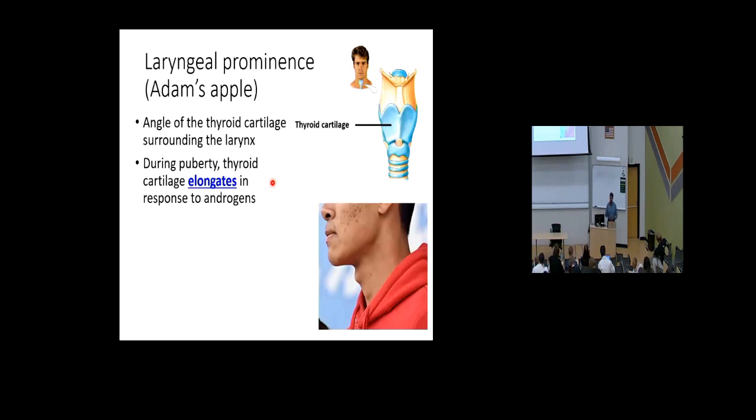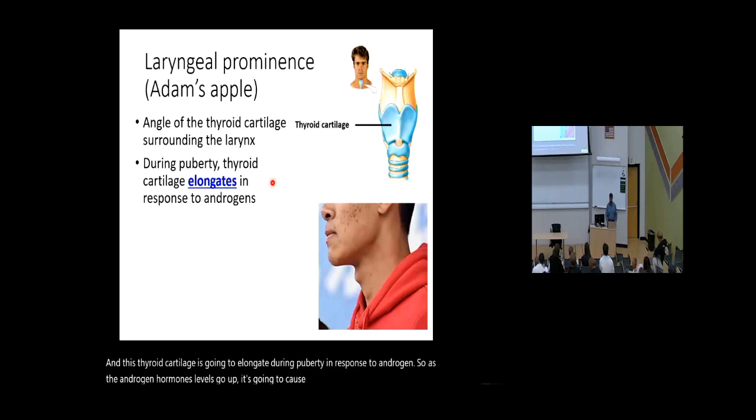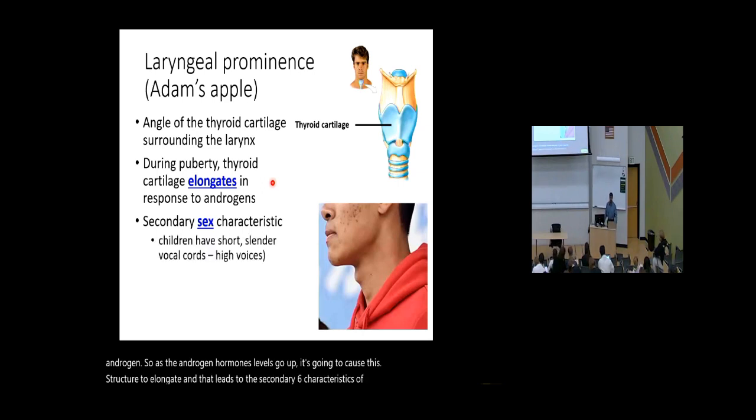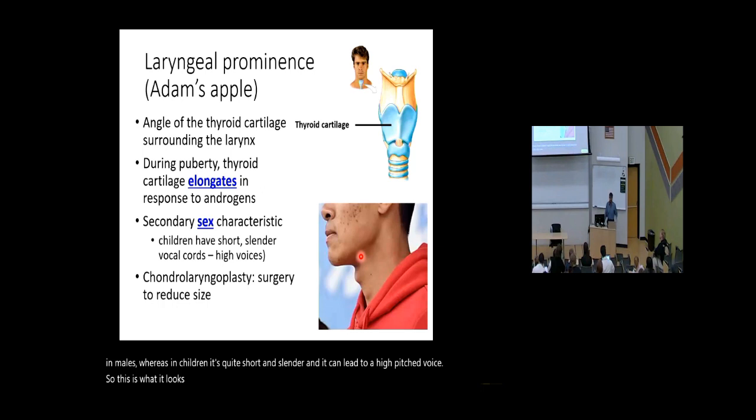So as the androgen hormone levels go up, it's going to cause this structure to elongate, and that leads to the secondary sex characteristics of having deeper voices in males, whereas in children it's quite short and slender, and it can lead to a high-pitched voice. So this is what it looks like. And if a person is not happy with the shape of their larynx, they can always do this surgery called the chondrolaryngoplasty to reduce its size as well.